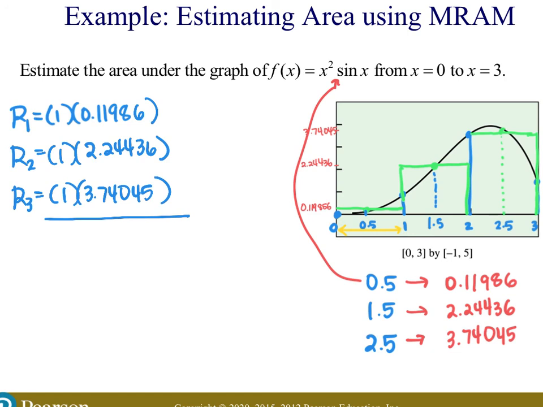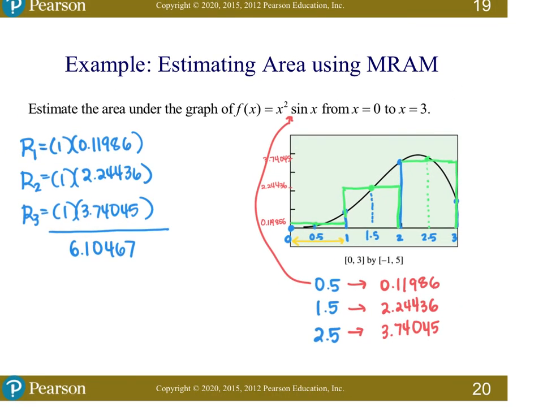Okay, I'm adding 6.10467, and that is our MRAM estimate of the area. Okay, so what does that represent? It represents all of the area that is under this curve here. Okay, so the rectangles I used to figure out this area. Now notice I just colored it in, and some of my rectangles are too big, but some of my other rectangles are too small, so it all kind of works out in the end. And this is the value of MRAM.